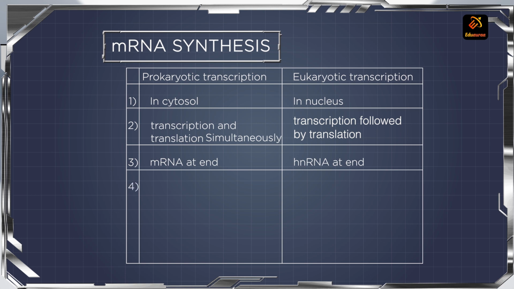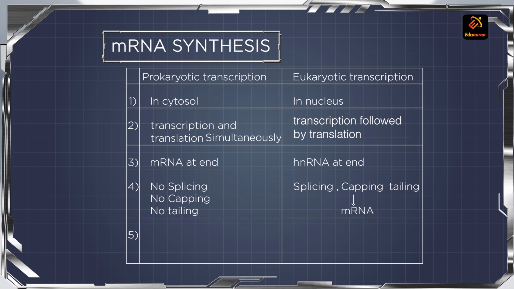Again, children, processes like splicing, capping and tailing are absent in the prokaryotes. So that means there is no splicing, no capping and no tailing. Whereas in the eukaryotic cell, there is splicing, there is capping and there is tailing, leading to the formation of the ultimate mRNA. So there is a difference.